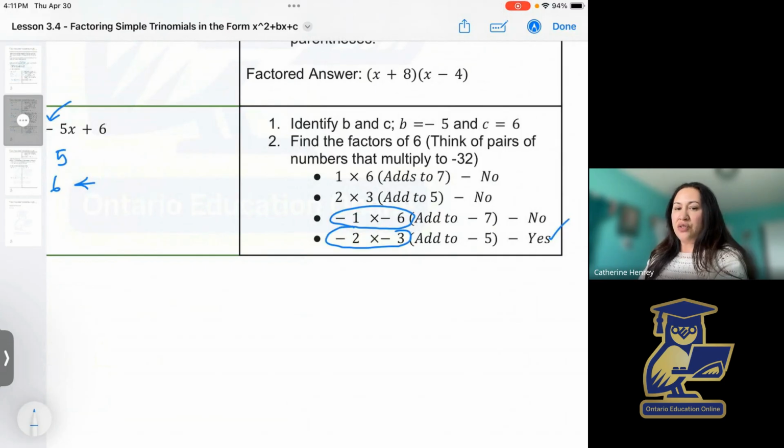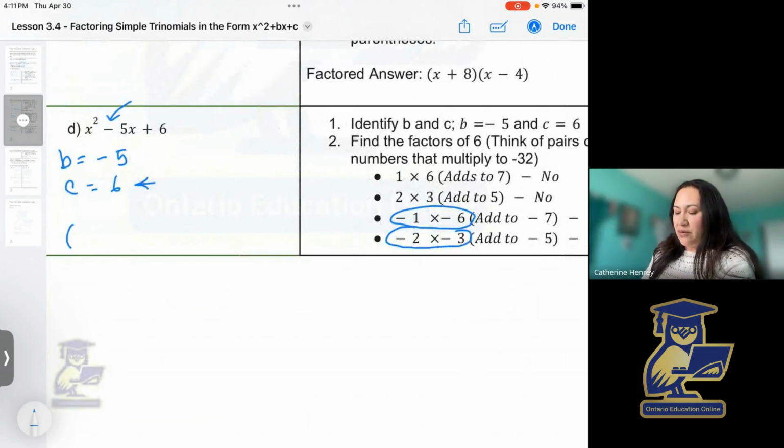So negative 2 times negative 3 is positive 6, but negative 2 plus negative 3 is negative 5, which matches our b value. All right, so once we have that, we write it in factored form, x minus 2 and x minus 3.